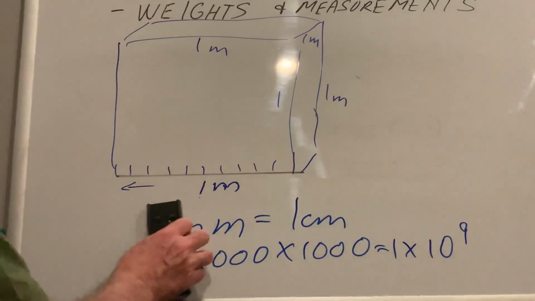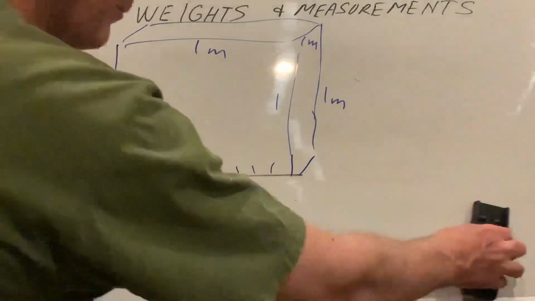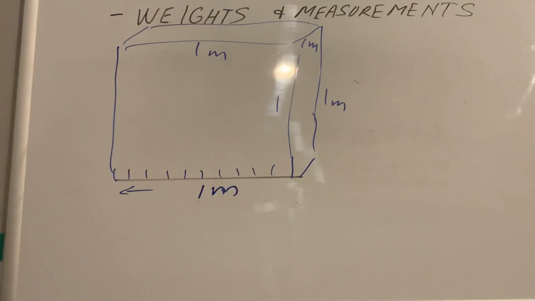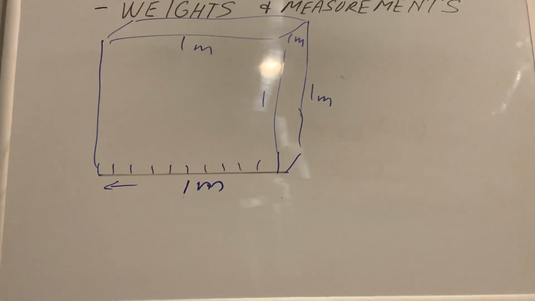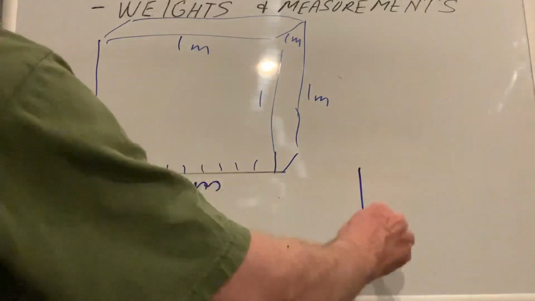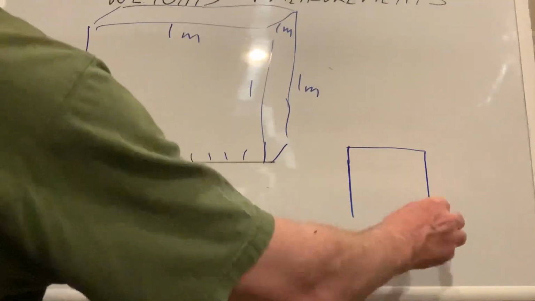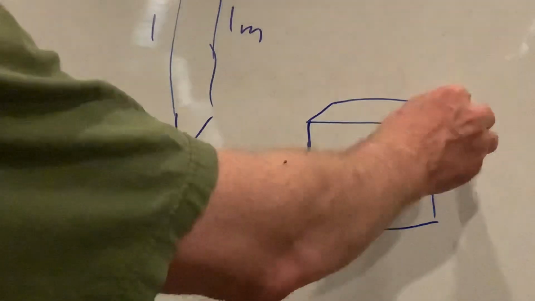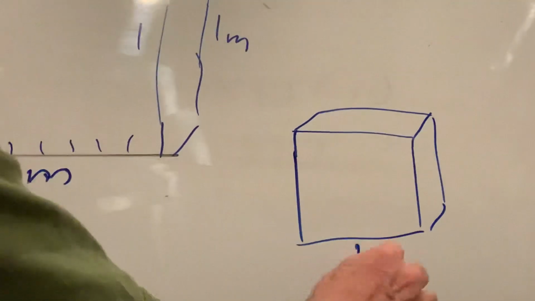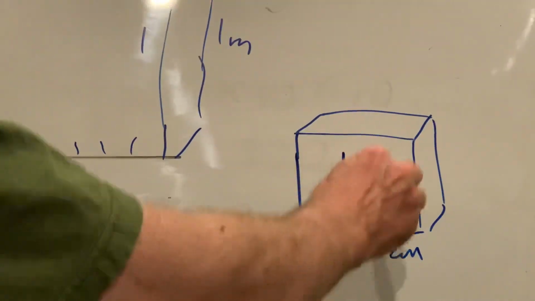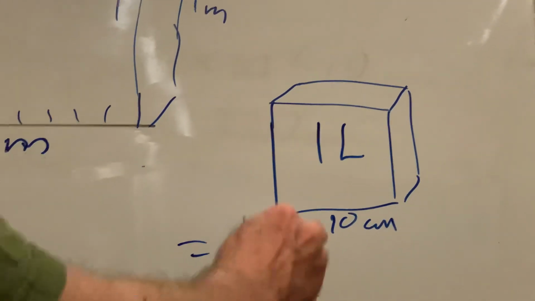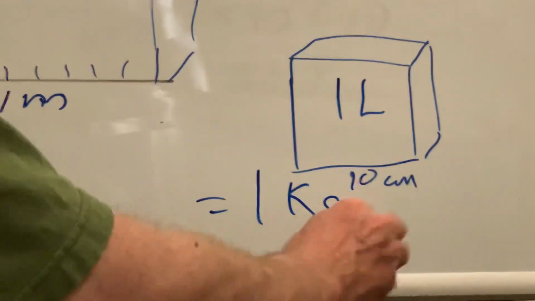All right, I think we can stop measurements there. But the point I was trying to make is kilograms and litres and centimetres and metres, they're all related. The old 10 by 10 centimetre box that I showed you originally, 10 centimetres on all sides, that equals 1 litre, which equals 1 kilogram.